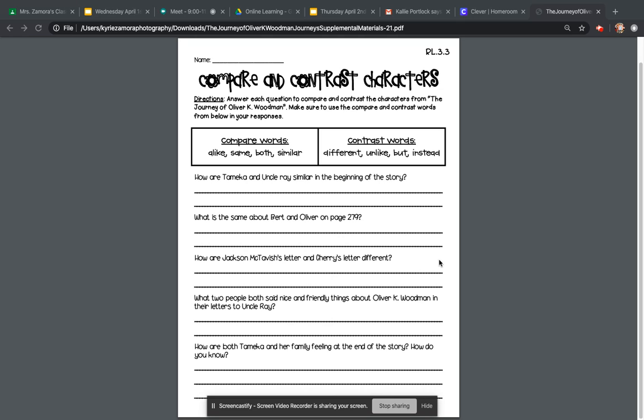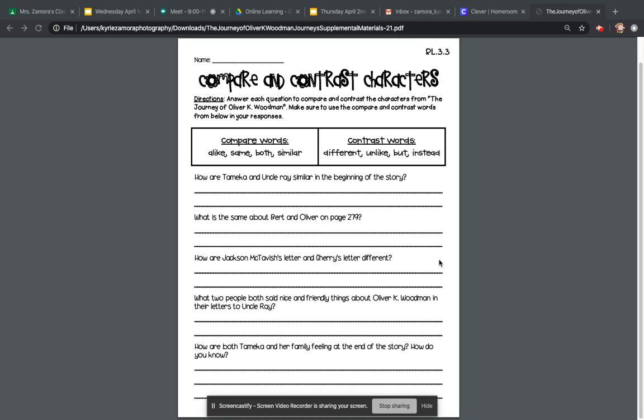Another important thing I want you to remember is that when you are answering these questions, you should always be restating the question. Always in third grade, we restate the question. Comparing and contrasting characters. So we're going to be looking at in each question, two characters, and we're going to decide how they are the same, that's compare, or how they are different, that's contrast.